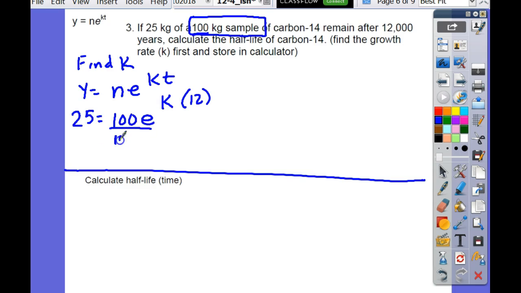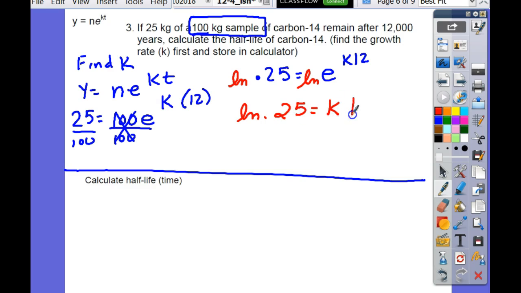I'm going to solve this. And so that's going to be 0.25 equals e^(k times 12). What am I going to do next? What have I been doing next on every single problem? Take the log of both sides.